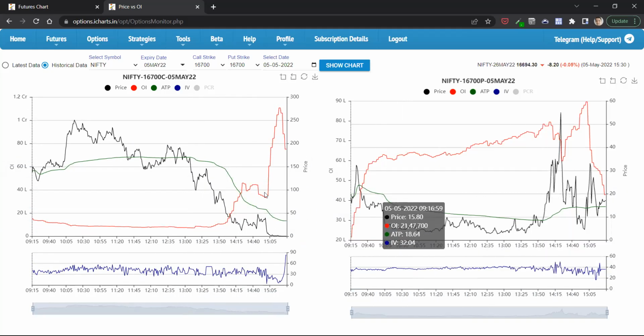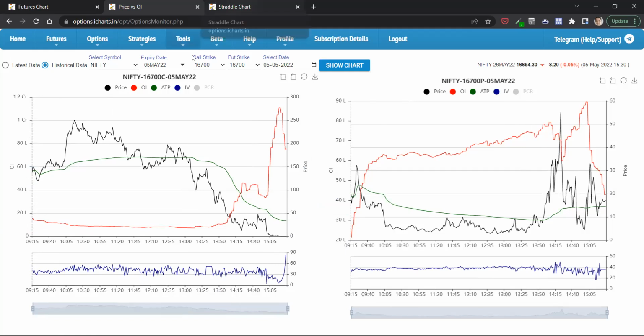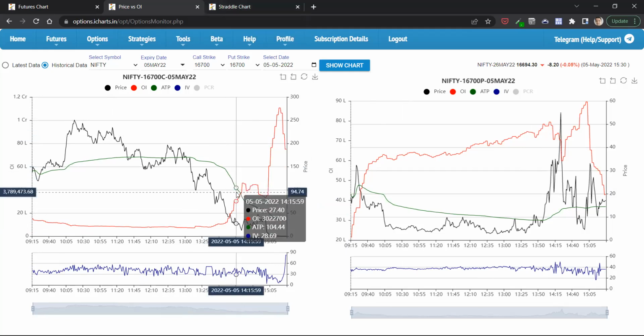Okay, thank you. So hi Shrikant, this is Santosh over here. Can you just open a straddle chart for me, please? I just have a question about it. Before that, the previous person who was asking, was there one more question about this?